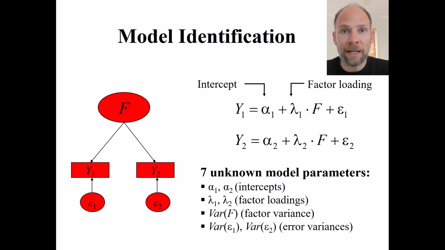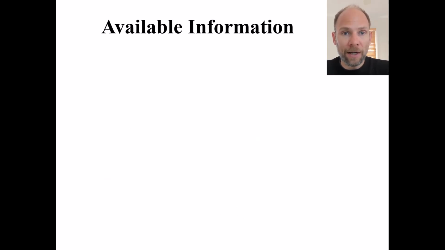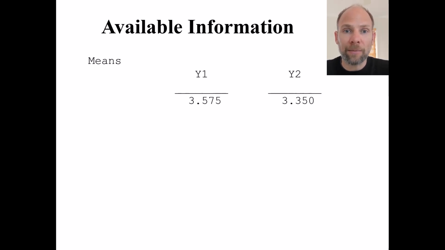And now you can imagine that things are a lot more complicated when you have a larger SEM with more indicators and more latent variables. Next, we have to talk about where the information comes from that we can use to find those unknown model parameters. So what is the available information? Where does this come from? Obviously, it comes from our observed data. It can't come from the latent variables because those aren't in our data set. They are part of the model, but we don't have the information directly on the factor variance and the error variance, for example. So we have to draw on our observed variables, y1 and y2.